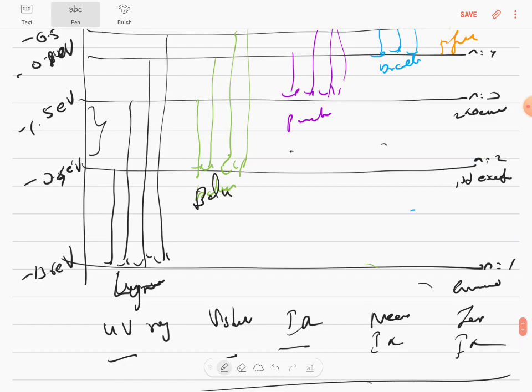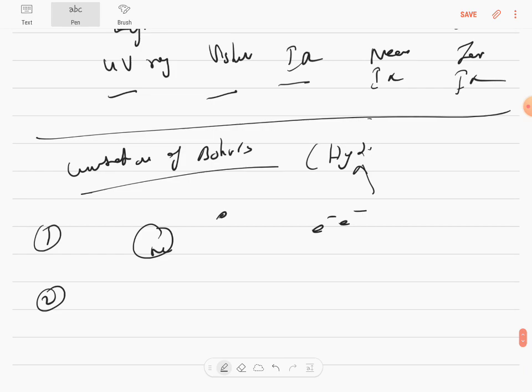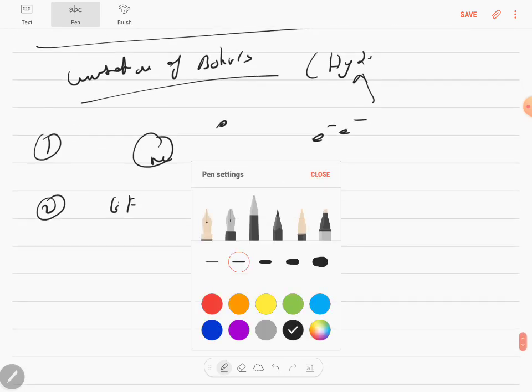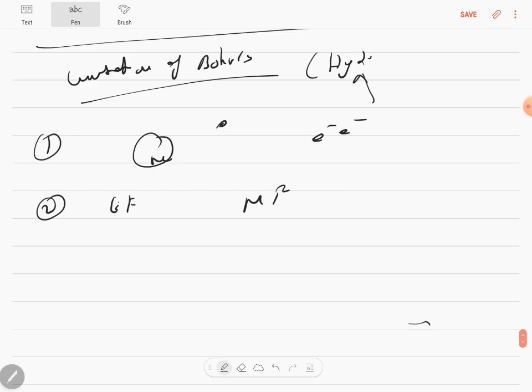He couldn't explain what happens when this entire experiment is done in a magnetic field and an electric field. In an electric field and in a magnetic field, it was noticed that there is further splitting up of the lines, which is called the Zeeman effect and the Stark effect. The Zeeman effect is in the magnetic field, and the Stark effect is in the electric field. The further splitting up of the spectral lines was noticed.